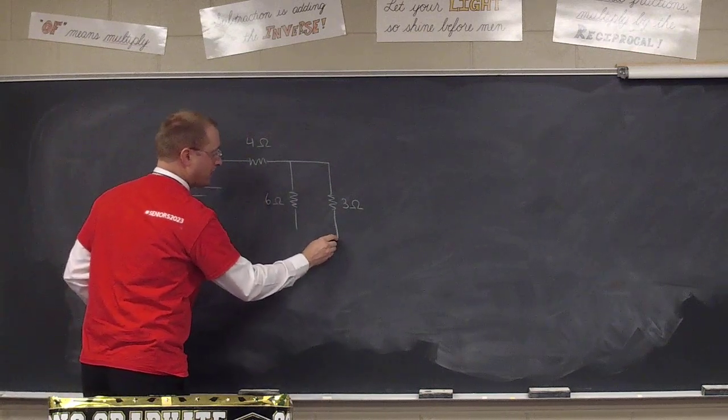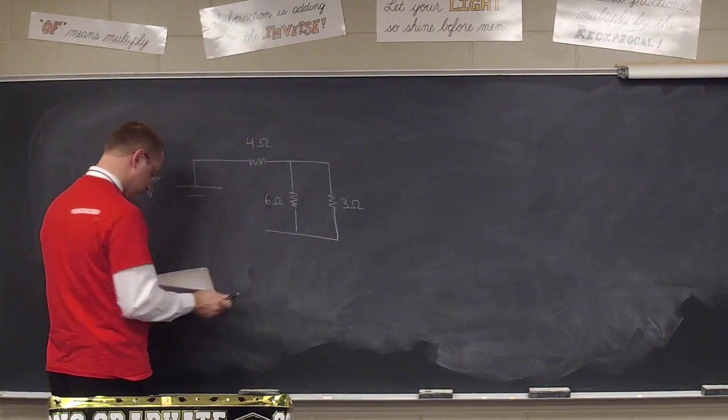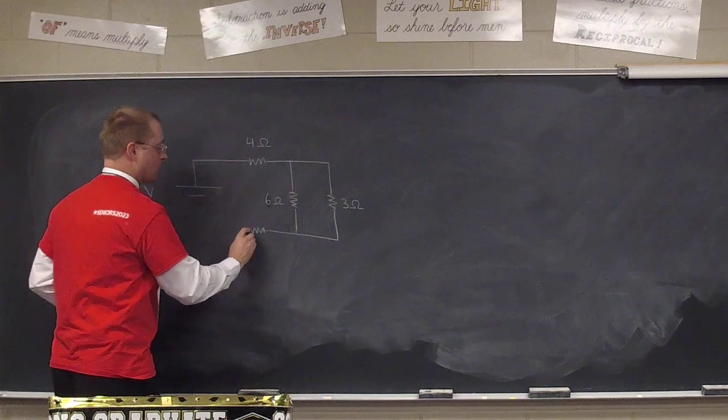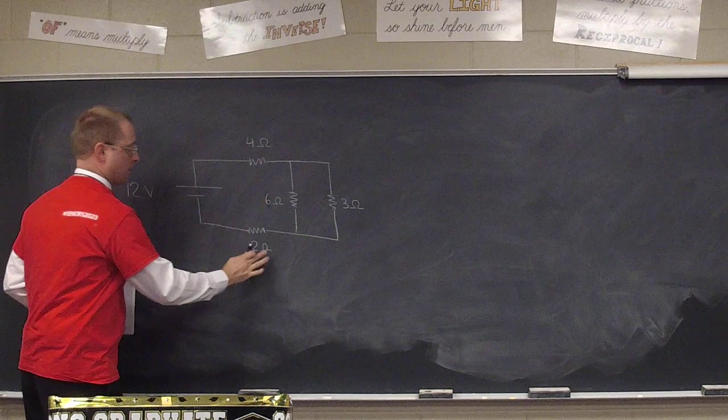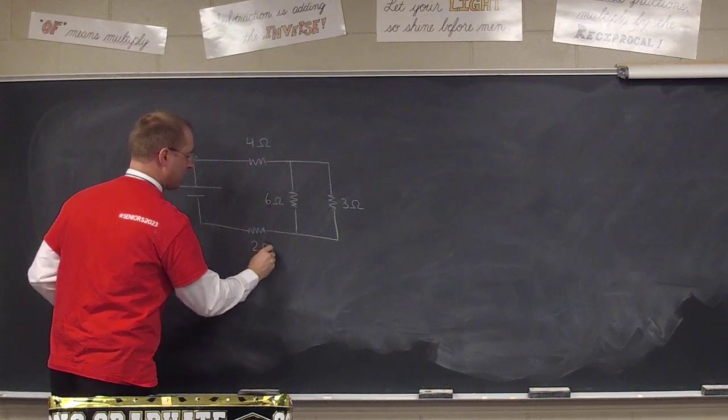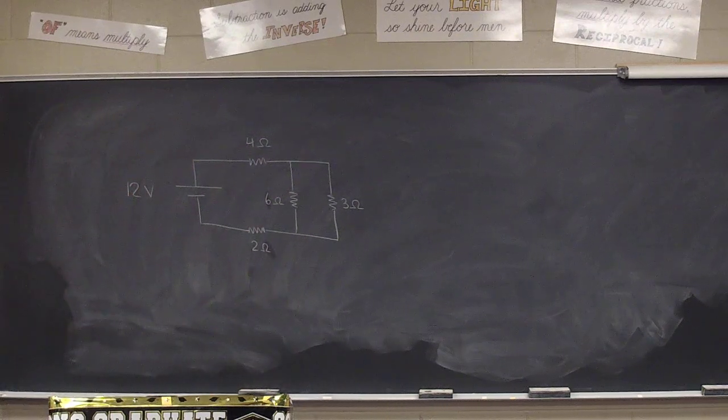The current can then reconnect from these 2 pathways to go through a 2 ohm resistance and back to the battery. I'm not a perfectionist or anything. All right, 12 volts, 4 ohms, split to 6 and 3, and then back through 2 before returning to the battery.